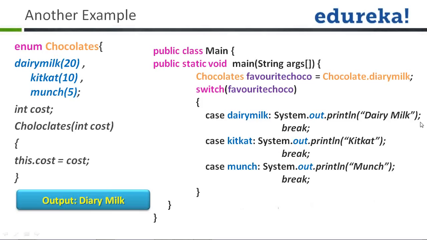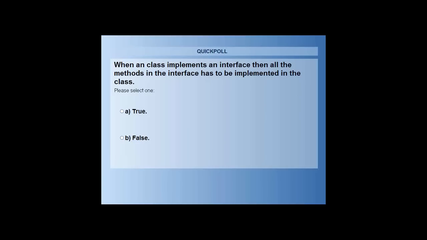Okay, one more question. When a class implements an interface, then all the methods in the interface have to be implemented in the class. Do you find it true or false? Everyone give me a quick answer. Is this true or false? Okay, I've got the results. 88% of the people say true and 13% say false.